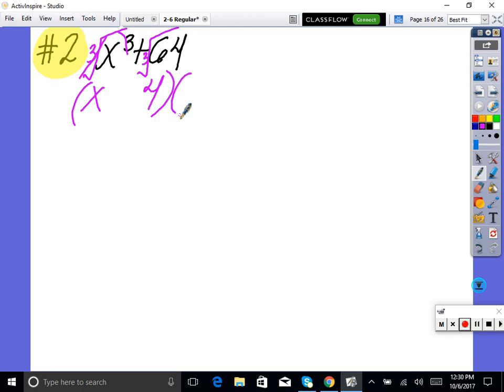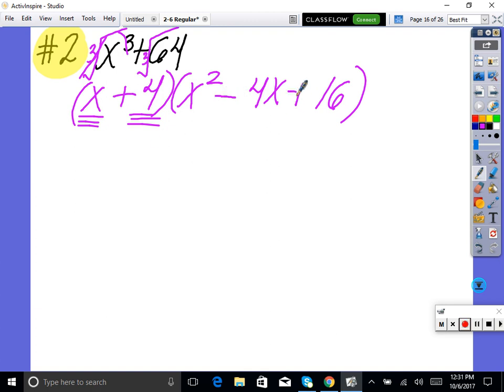Here we go. Now we're going to do the front times the front. X times X. Yep. Now the front times the back. 4x. No putting in sign. Then the back times the back. 4 squared, which is 16. And now we'll go ahead and put in our signs. If this one's plus, this one's plus, the next one's opposite. The next one's always plus.